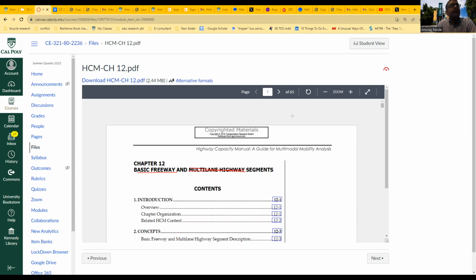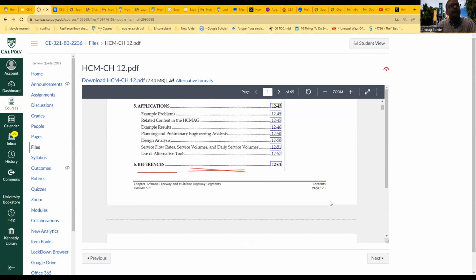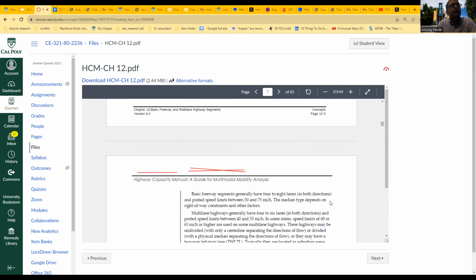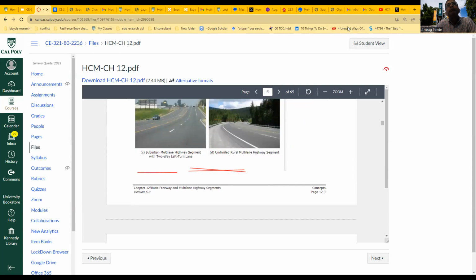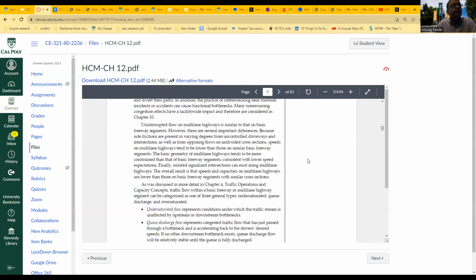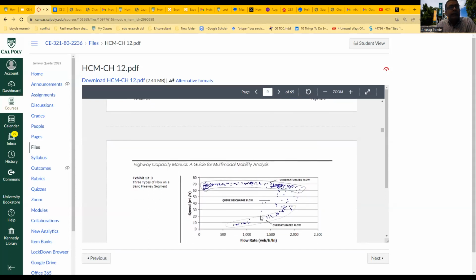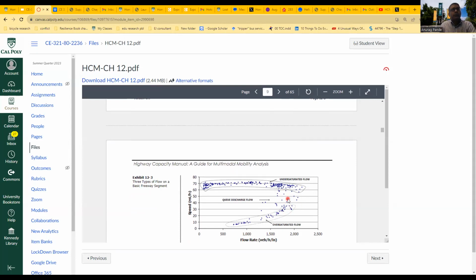So this is your chapter, and here you can find the basic methodology. If you scroll down, you can keep going down the list. It talks a little bit about conceptually what an urban 8-lane freeway looks like, and what a 6-lane rural freeway segment might look like. And this is the real data. As I was saying, as you reach your capacity points, your flow and density relationship becomes pretty unstable. That's why you see these points all over the place.